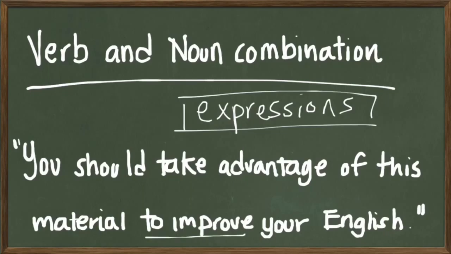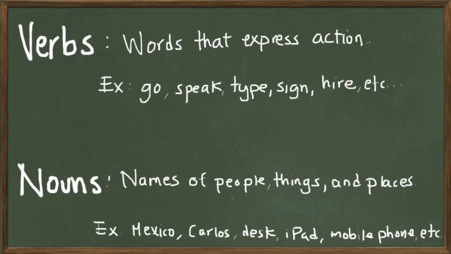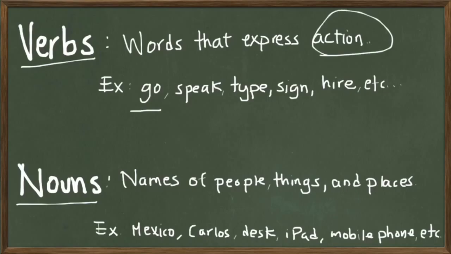The verb improve means be better, get better at, enhance, but I think that word is a little bit more complicated than just improve. Let's begin. One thing that it's important not to forget is the meaning of what a verb is and a noun is. A verb is a word that expresses an action. So examples are go, speak, type, sign, hire, etc.